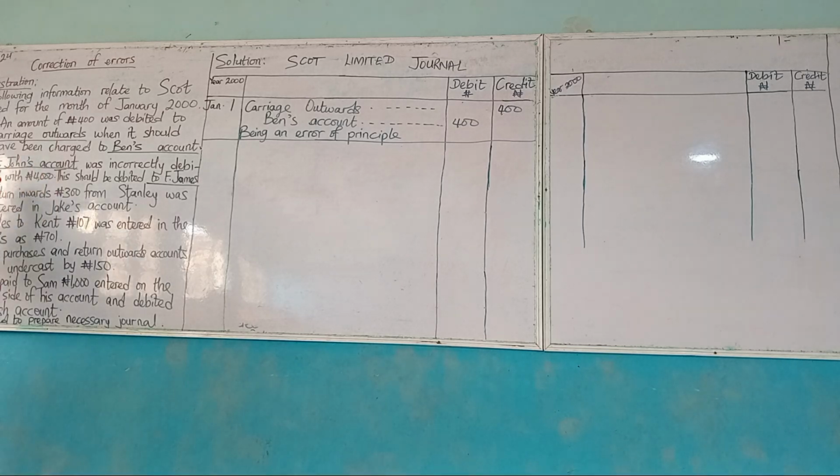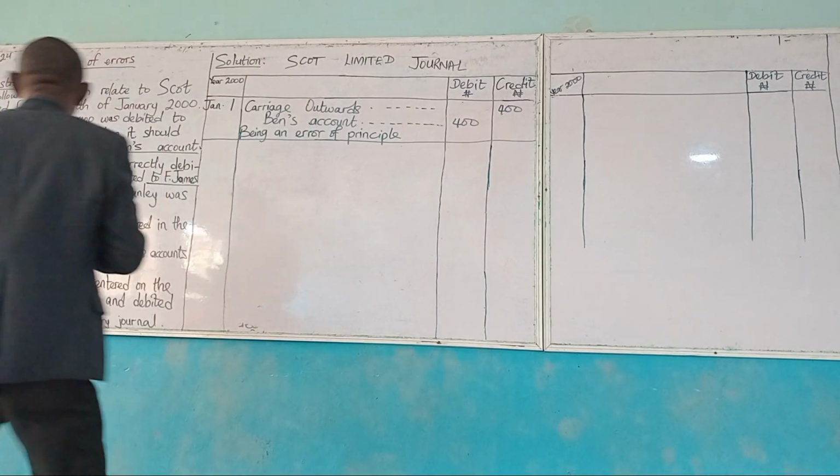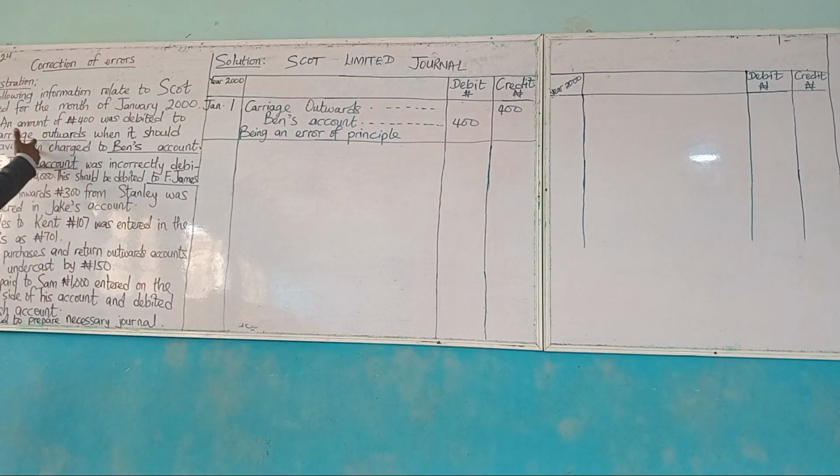Now, this is an error that affects two names. You can see the two names: we have F. James, we have F. John. If you go back to the types of error that do not affect the agreement of the trial balance, we have the error that involves a wrong person's name. Wrong person's name. So let's quickly correct this one.